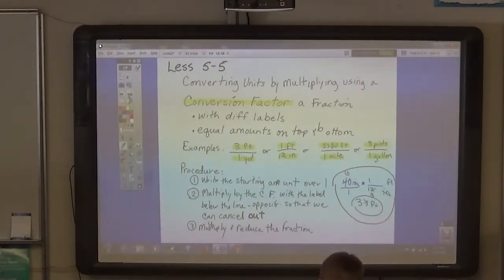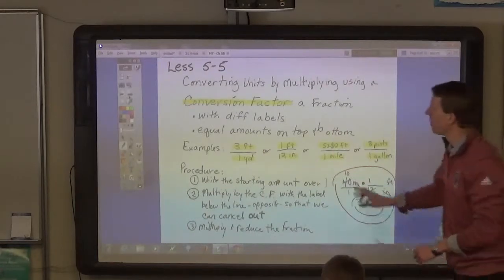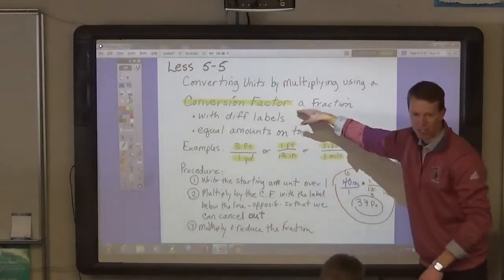Okay, lesson 5.5 is about converting using the US system of measurement. And we're going to be learning about things like conversion factors.